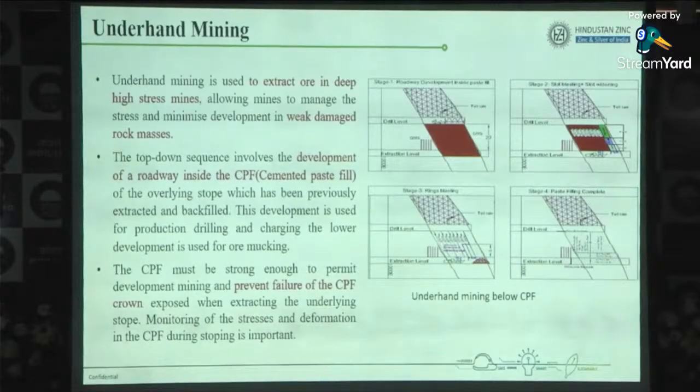Once this drive is done, we do drilling in the bottom area and then again mine below that. So this is underhand mining. Currently, underhand mining is practiced in only two mines of India. One is Rampura Agucha and one is the Sindesar Khurd mine.